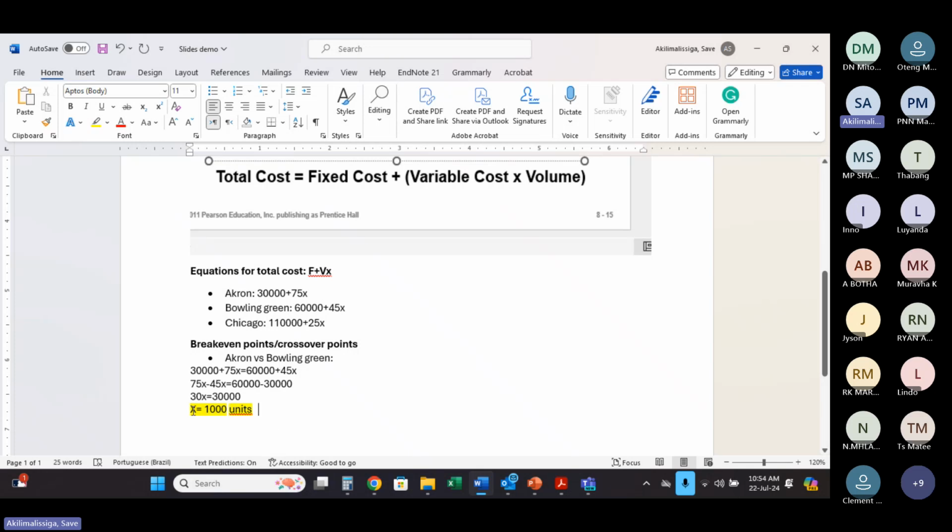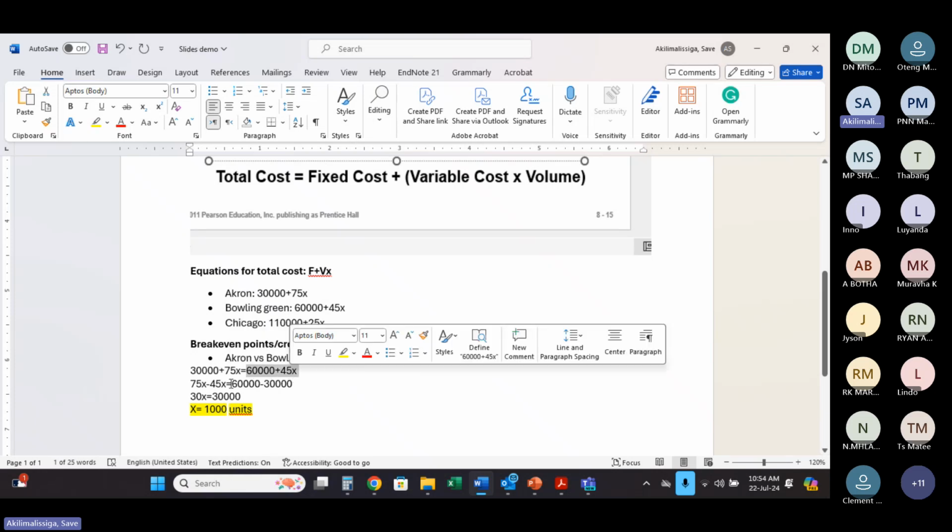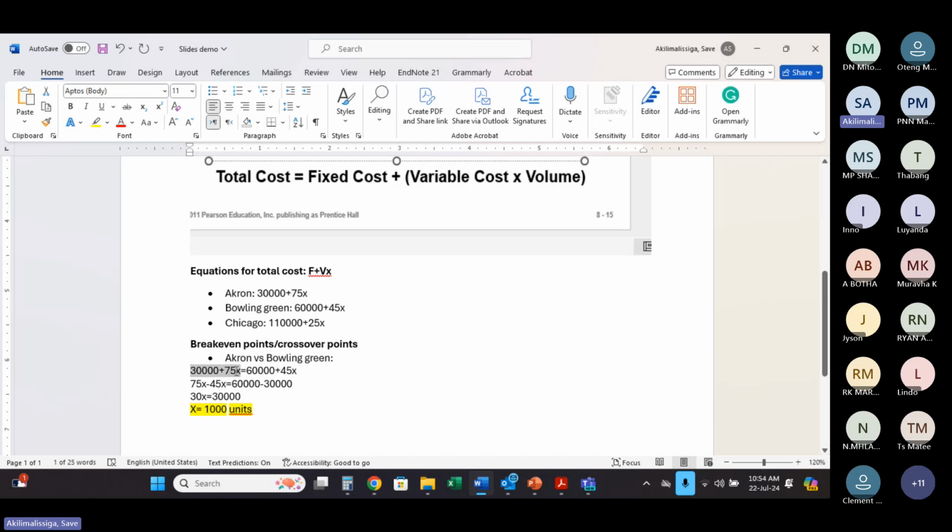So in this case here, we have 1,000 units, and we're going to consider one of the equations here. So let's consider this first one, in order for us to calculate the cost of producing 1,000 units. So we're going to consider this equation here, the first one. You can also consider the second one. It doesn't matter. You're still going to get the same thing.